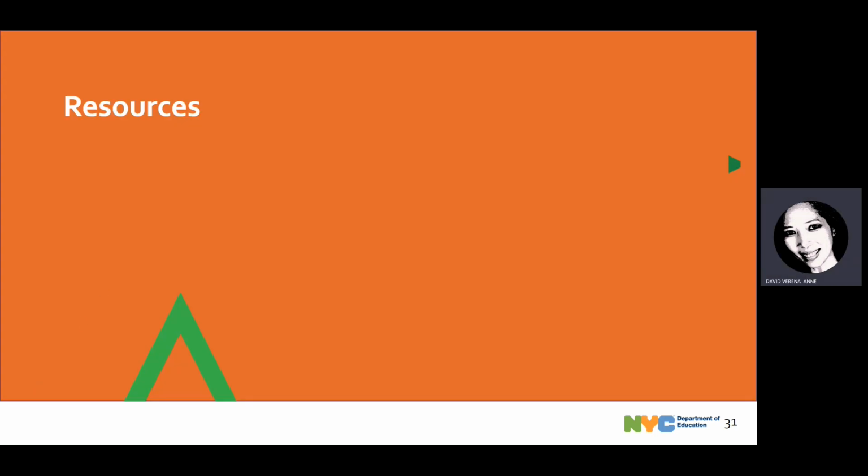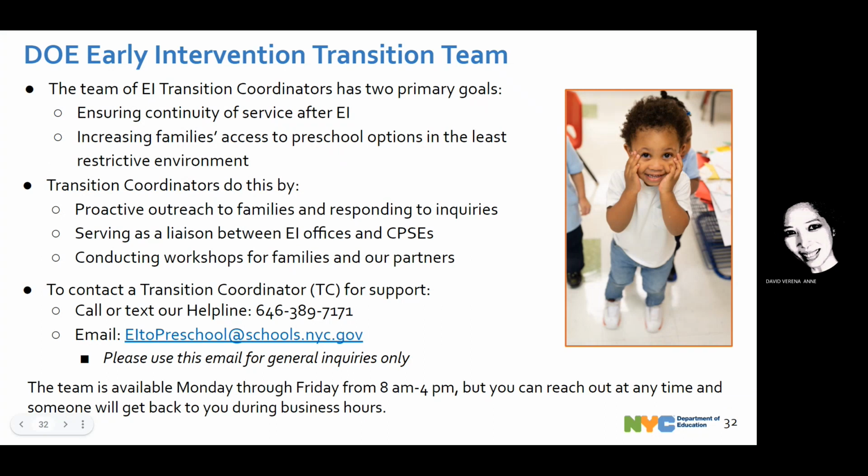Now, here are the resources that are available to you to support the families. This first resource was created specifically to support families transitioning from EI, the DOE Early Intervention Transition Team. The team of EI transition coordinators has two primary goals. We want to ensure continuity of services after EI, and we want to increase families' access to preschool options in the least restrictive environment. Transition coordinators do this by proactively reaching out to families and responding to inquiries. They serve as liaisons between the EI offices and the CPSEs, and they conduct workshops for families and our partners.